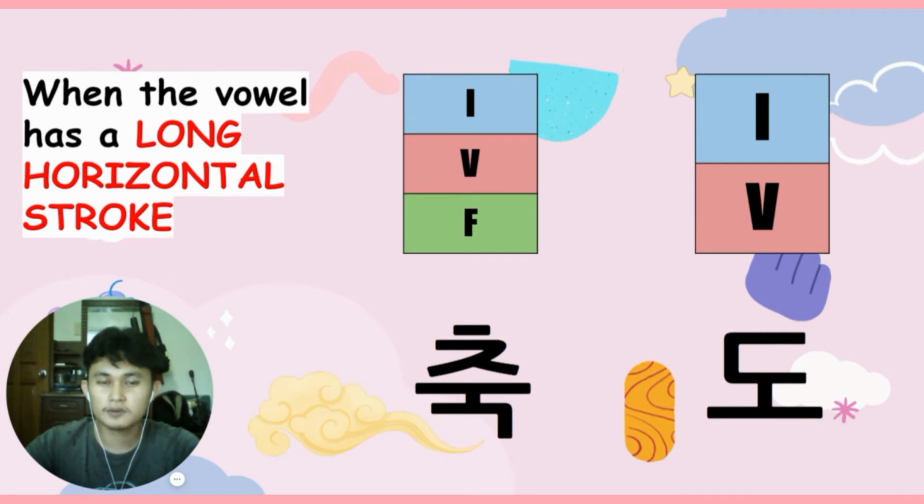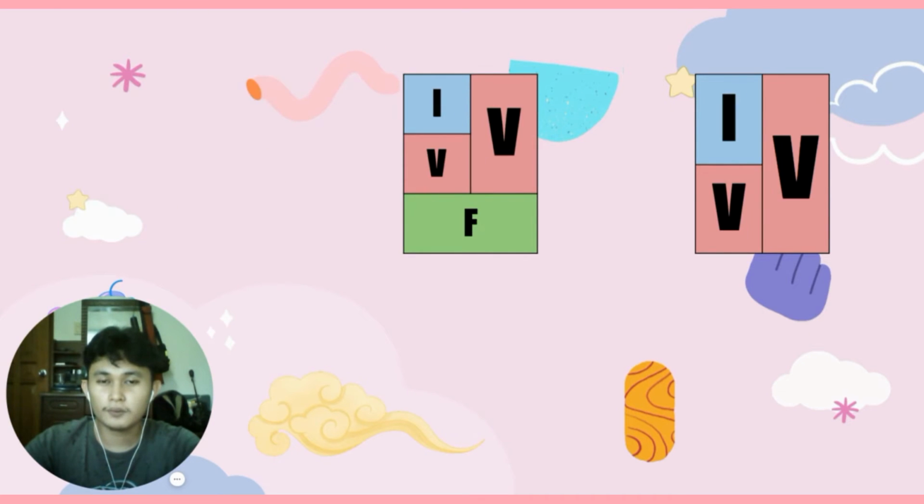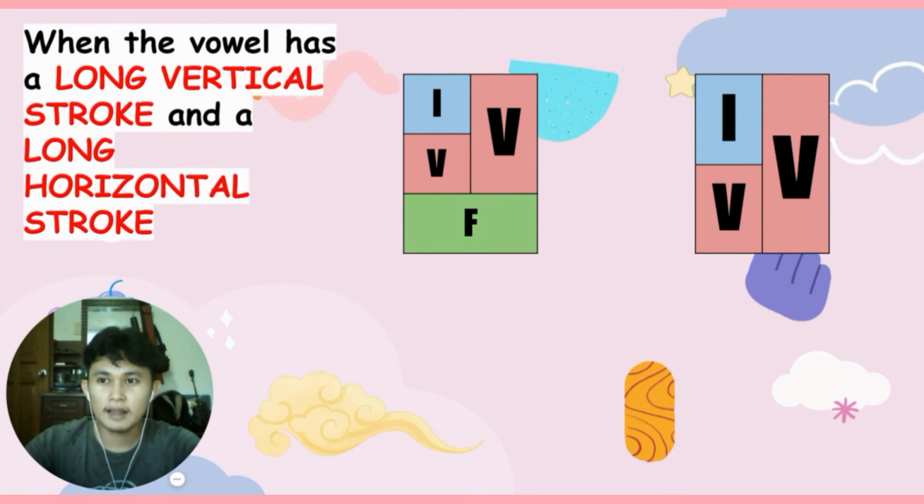These are the examples of some syllables that are using this kind of syllable blocks. These two are used when the vowel has a long vertical stroke and a long horizontal stroke. This is just a combination of the past two rules. So, the one with the long horizontal stroke will be written below the initial consonant, and the one with the long vertical stroke will be written at the right of the initial consonant.